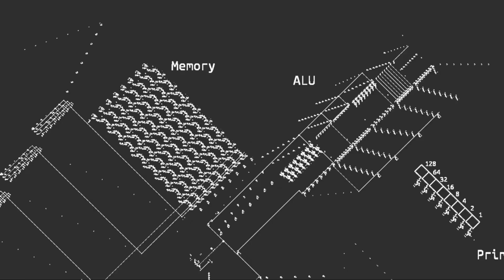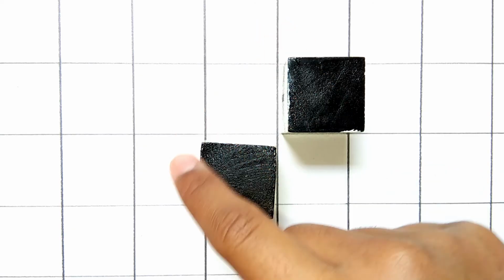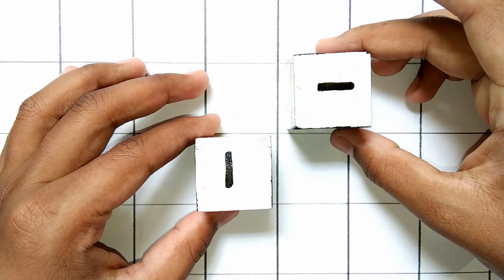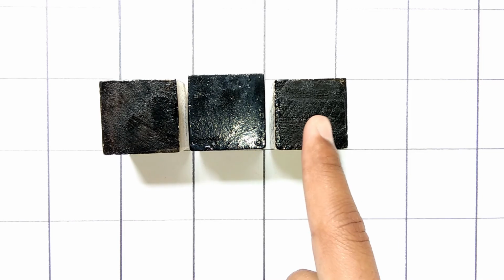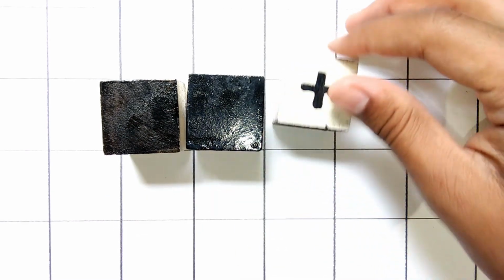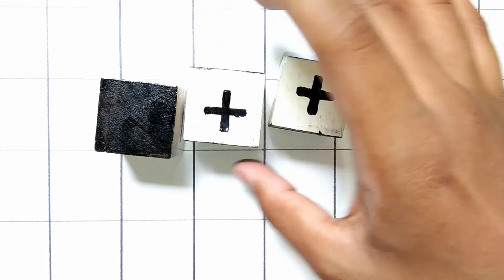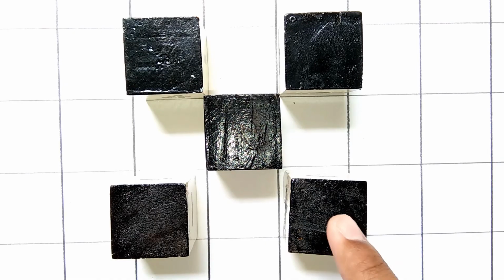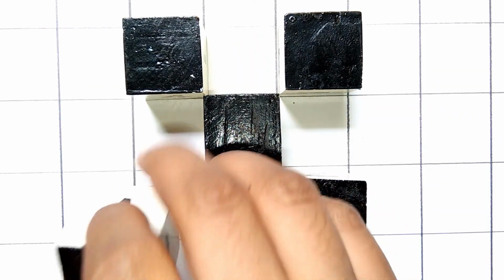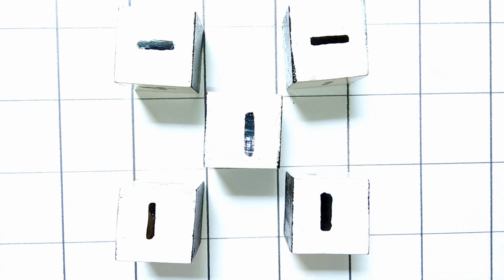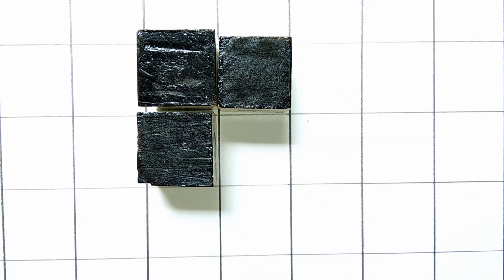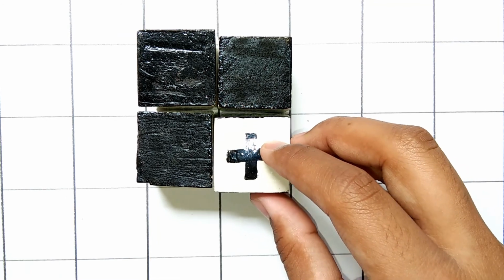Now let's talk about the 4 rules which the game follows to play on itself. The first rule is that any live cell with fewer than 2 live neighbor cells dies, as if by underpopulation. The second rule is that any live cell with 2 or 3 live neighbor cells lives on to the next generation. The third rule is that any live cell with more than 3 live neighbor cells dies, as if by overpopulation. The fourth rule is that if any dead cell has exactly 3 live neighbor cells, then the dead cell lives, as if by reproduction.